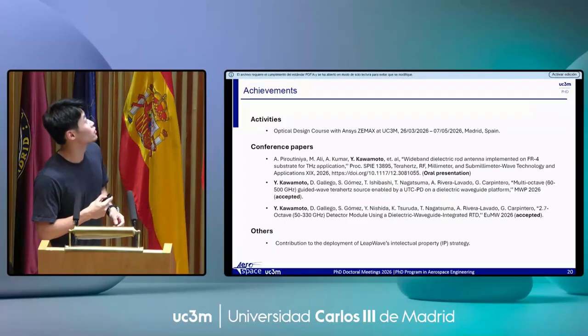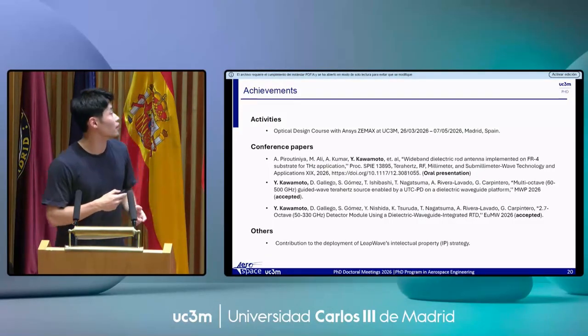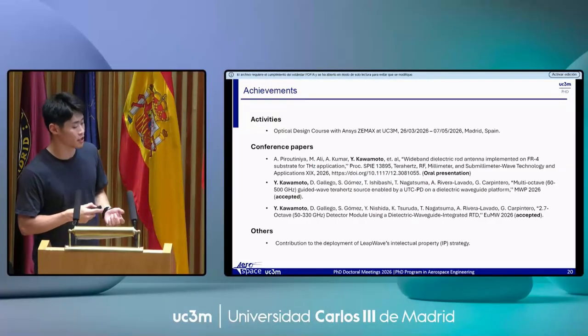These are the achievements. I attended an optical design course and published a couple of conference papers. And I made a contribution to the IP strategy.